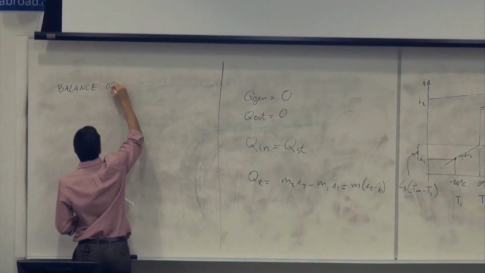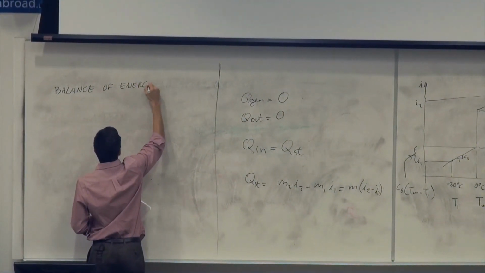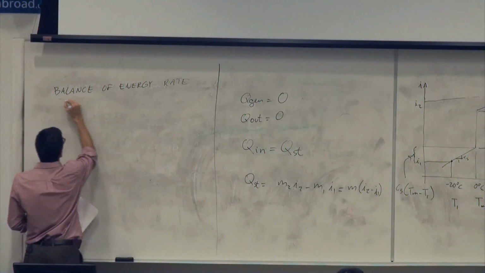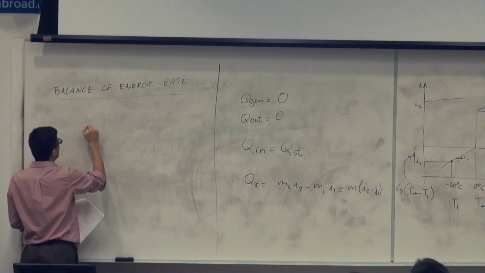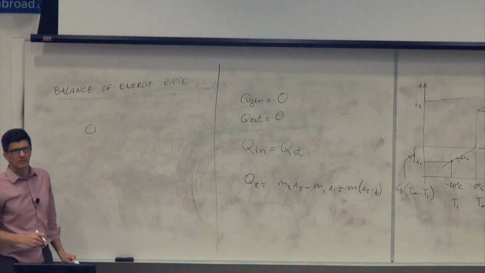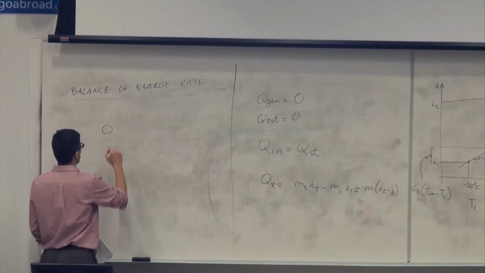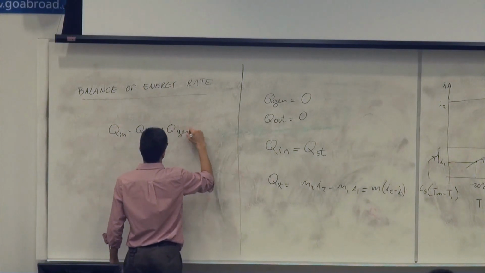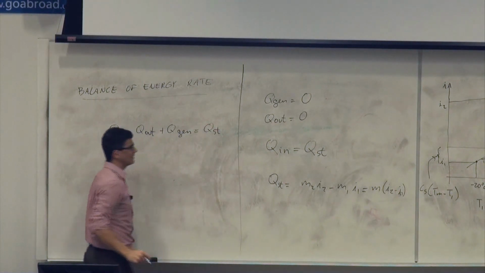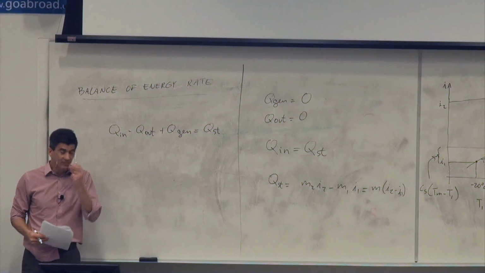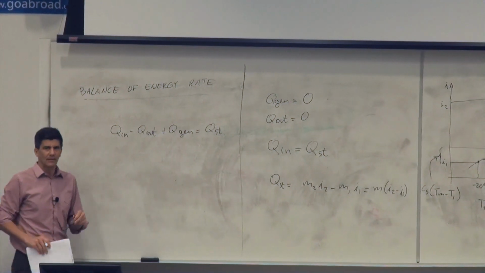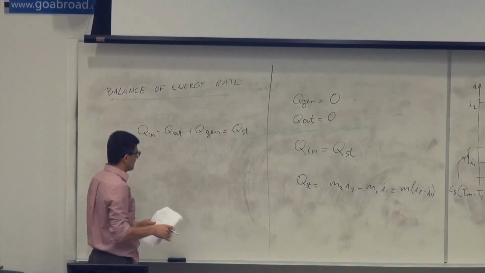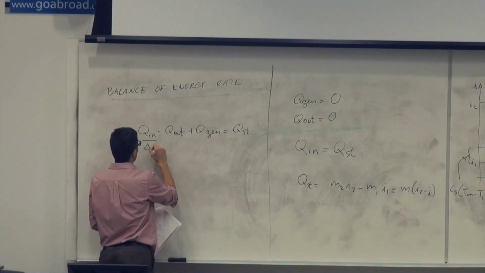Balance of energy rate. Right, so our biblical equation, for those who have just found a new religion, is this. And this happens between two instants in time, t1 and t2, right? Let's say over a time delta t. So I'm going to divide these guys by delta t.